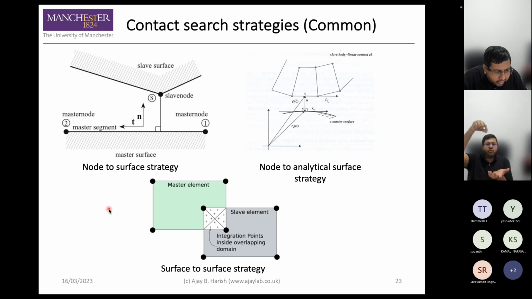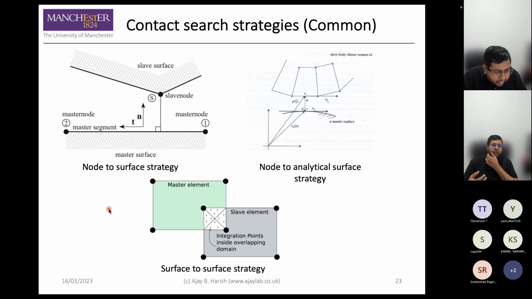node and projecting onto a master segment. So, for example, if you had a 2D problem, then you basically have a line on your master surface. Each of your elements is a line, and you're taking every node and projecting onto this particular line and seeing what the distance between them is. Alternatively, one can look at a surface to surface strategy, where you're taking one surface and projecting it onto a second surface and trying to find out what the overlap is between these two particular surfaces.